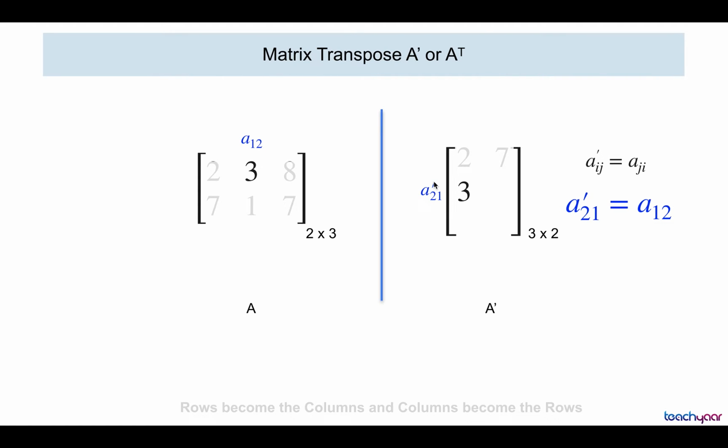So A bar 2,1 is, flip it, A12. What's A12? A, first row, second column, 3. So A bar 2,1 is 3. Right?